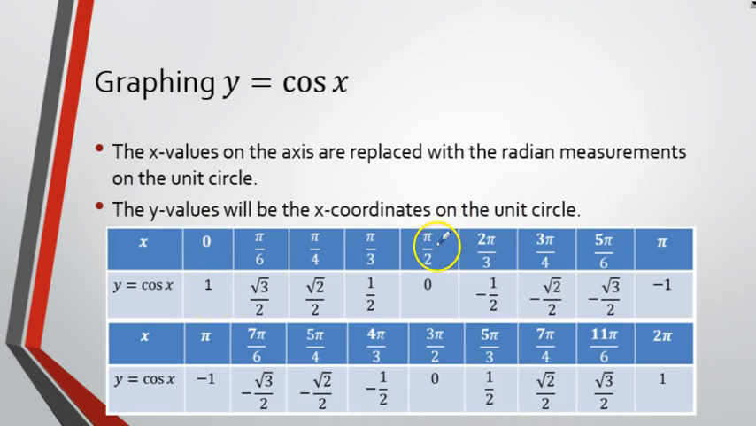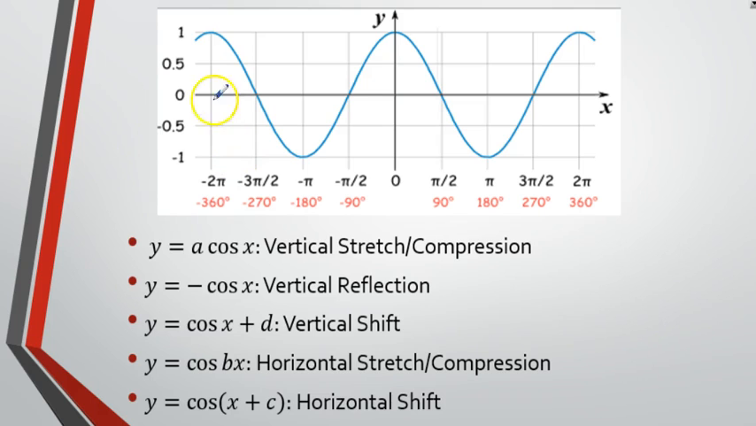And then the next one, it happens at pi over 2, you hit a height of 0. And then at pi, you hit a height of negative 1. And then you're going to hit 0 again at 3 pi over 2. And then at 2 pi, you hit 1. So the rules for this are very similar. Here's what the graph ends up looking like. It's almost the same as the sine of x one. It's just been shifted over a little bit.